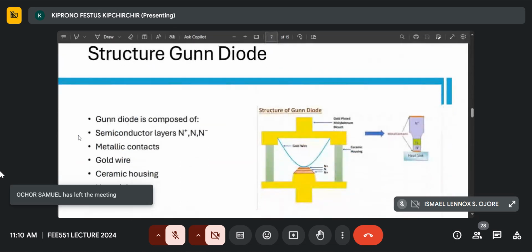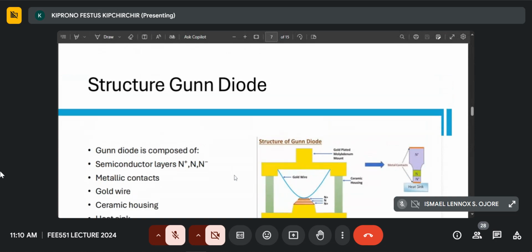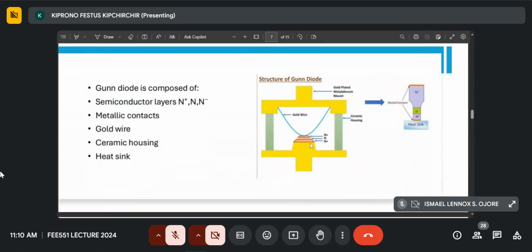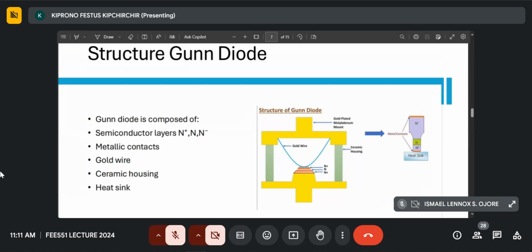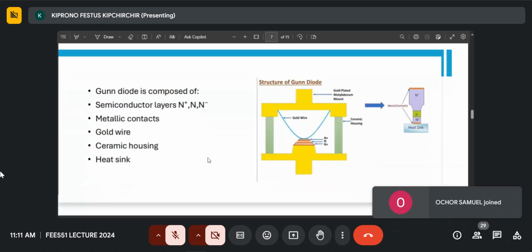This is the structure of a GaN diode. As you can see, it's composed of a ceramic housing at the edges. We have a gold wire, the dopant side, which is the ends here, where we form a kind of junction, a layer in that matter. So it is composed of a semiconductor layer, the metallic contacts, gold wire, ceramic housing, and heatsink. Through this, we can derive an equivalent circuit.